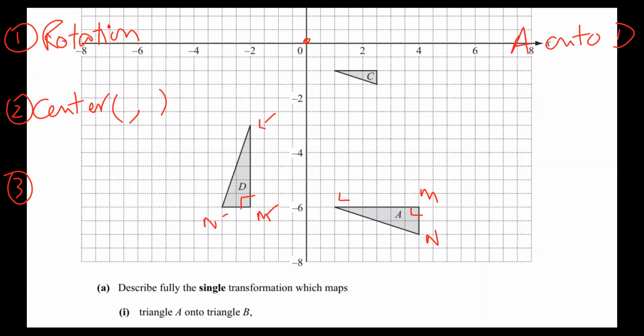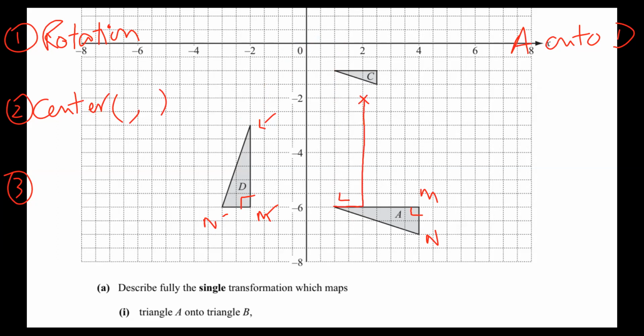Now, if I count zero as the center, from zero it is two boxes and this is a count. 1, 2, 3, 4, 5, 6, 7, 8, 9, 10, 11, 12. So I have 2 and 12. There's no chance, so there's no way that the center is 0, 0. Let's try some point here.